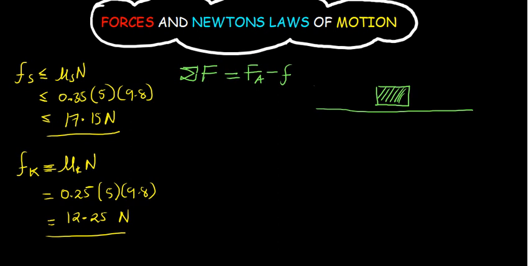Okay. So this is an object at this point. So I'm going to put here applied force. I'm going to put static friction. I'm going to put kinetic friction. Then I'm going to put net force here. So what is going to happen is this. To this object, we are applying a force here, applied force.